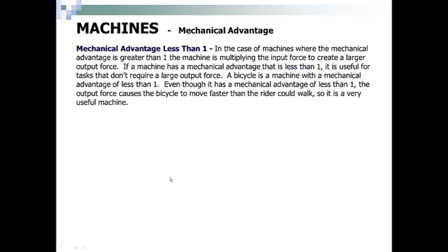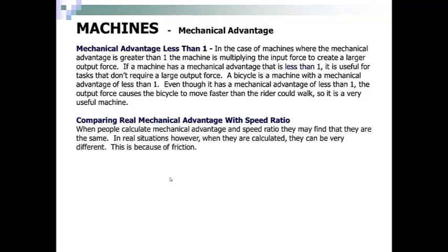Mechanical advantage less than 1. In the case of machines where the mechanical advantage is greater than 1, the machine is multiplying the input force to create a larger output force. If a machine has a mechanical advantage that is less than 1, it is used for a task that doesn't require a large force output. A bicycle is a machine with a mechanical advantage of less than 1. Even though it has a mechanical advantage of less than 1, the output causes the bicycle to move faster than the rider would walk, so it is a very useful machine.